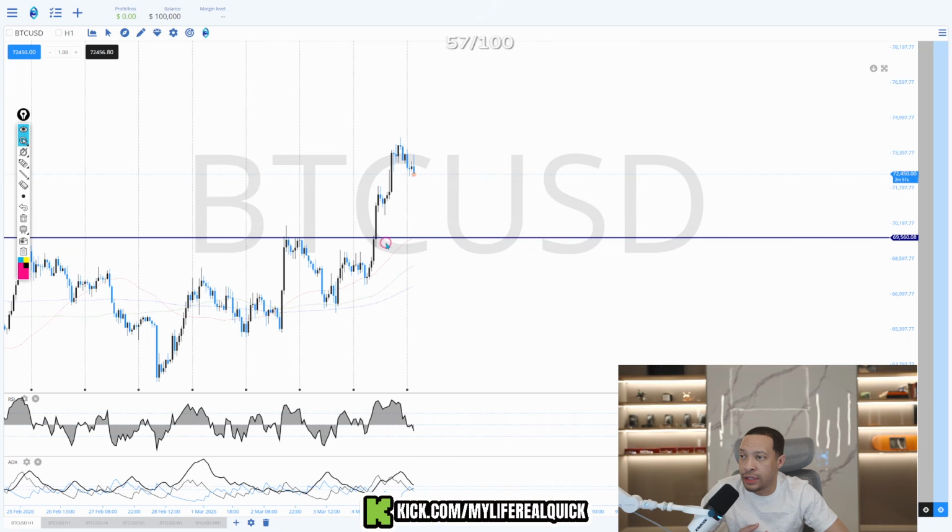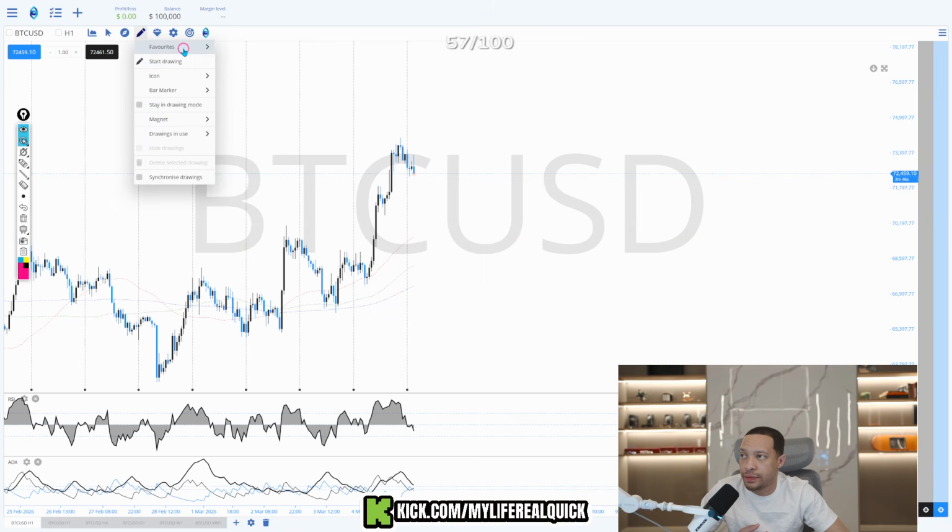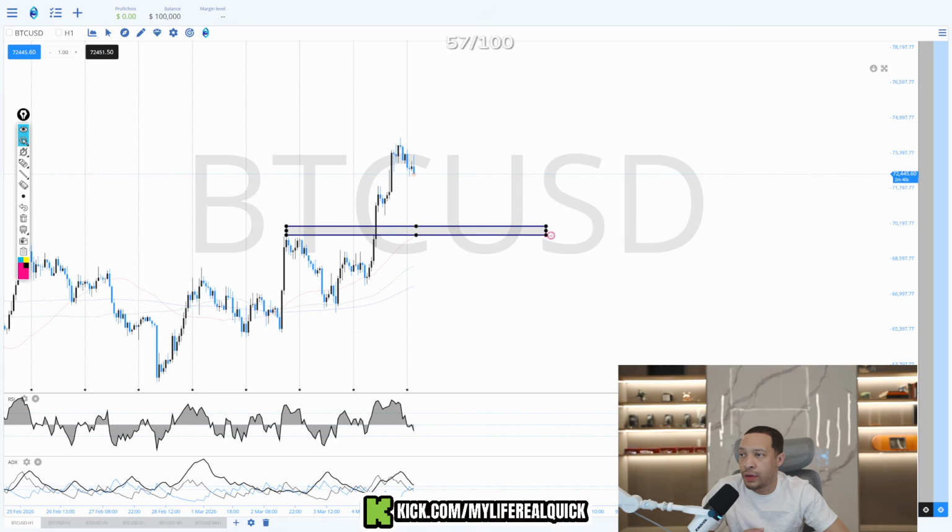I care for using supply and demand zones. In a way, how we get those is by using the rectangle. So rectangle is pretty cool. I really like rectangle. It highlights a whole area versus just a line. And even then, we still got these lines attached to it.